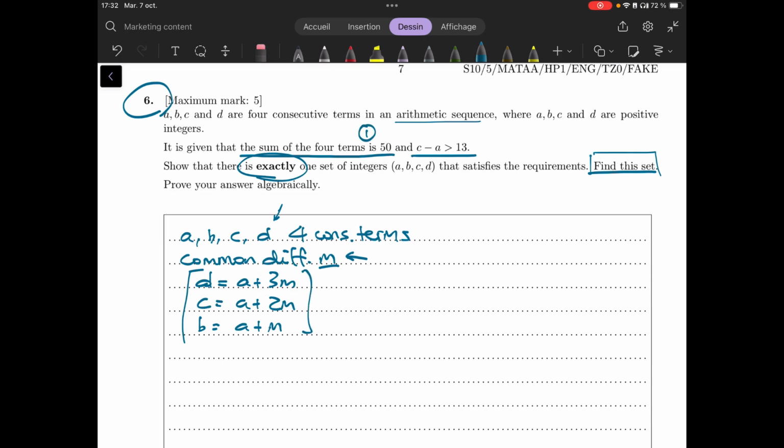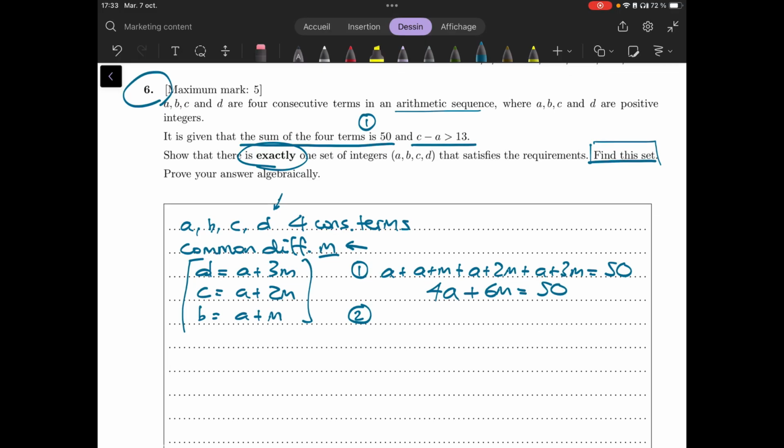First piece of information, the sum of the 4 terms is 50. So A plus (A plus M) plus (A plus 2M) plus (A plus 3M) is equal to 50. 4A plus 6M is equal to 50. Second, C minus A is greater than 13. Therefore, 2M is greater than 13.